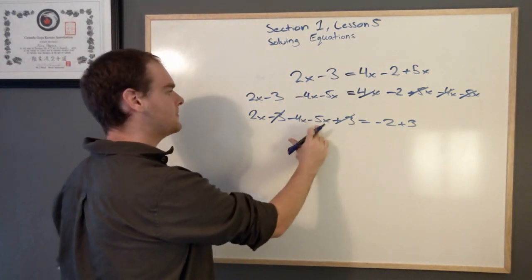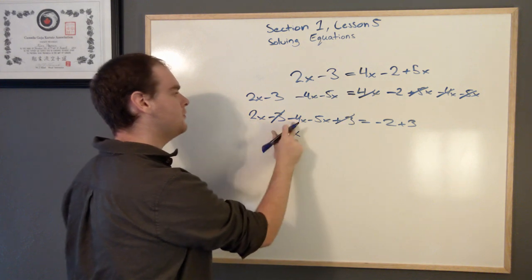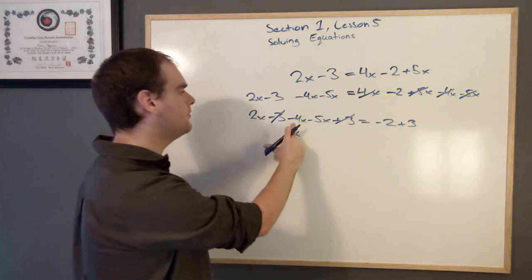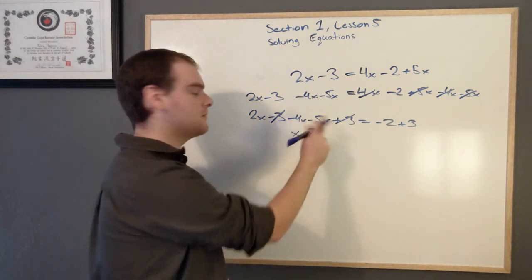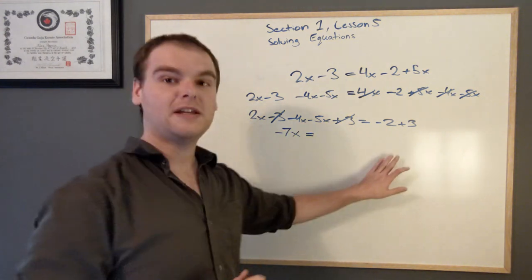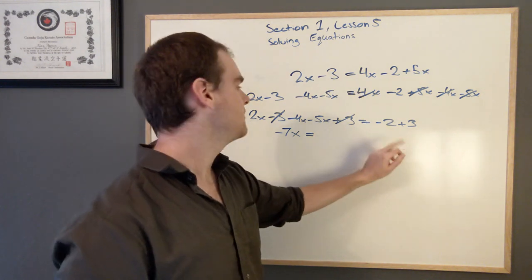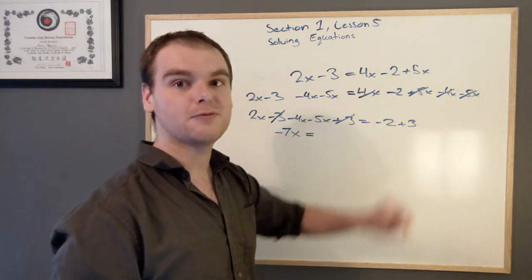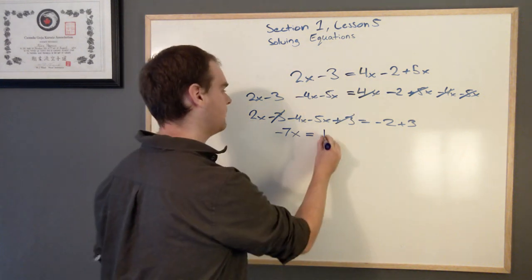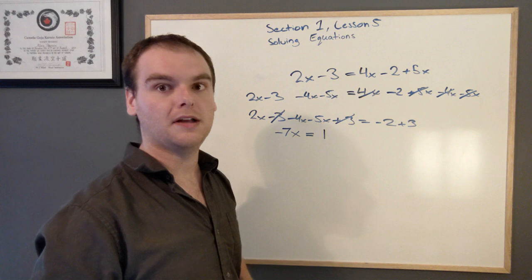So 2x minus 4x minus 5x is, well, there's an x, 2 minus 4 is minus 2. Minus 5 is minus 7. And then we collect like terms on the right side. We have these two constant terms, so minus 2 plus 3 is 1. So we have minus 7x equals 1.